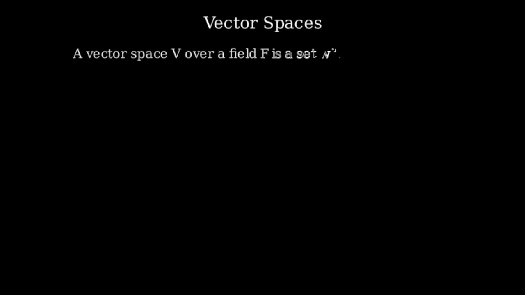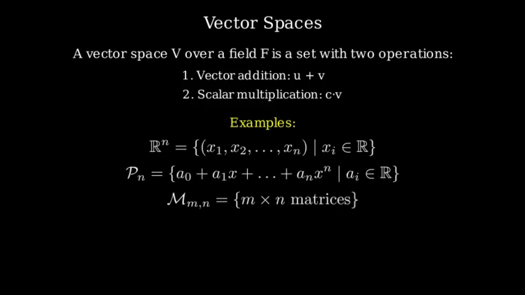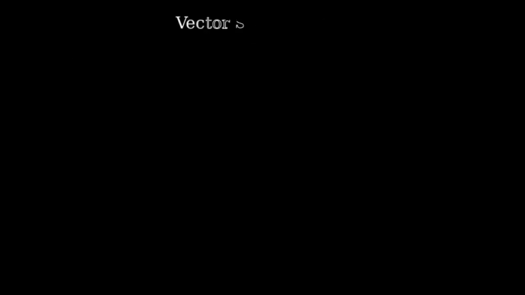A vector space is a set with two operations, vector addition and scalar multiplication. These operations must satisfy certain axioms. Common examples include the space of n-dimensional vectors, polynomials of degree n or less, and the space of m by n matrices. Vector spaces must satisfy 10 axioms that define how addition and scalar multiplication behave.